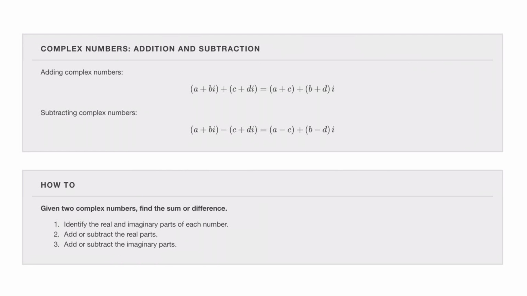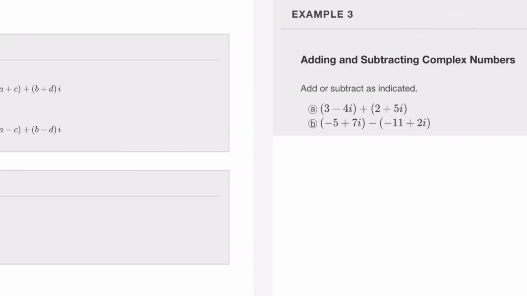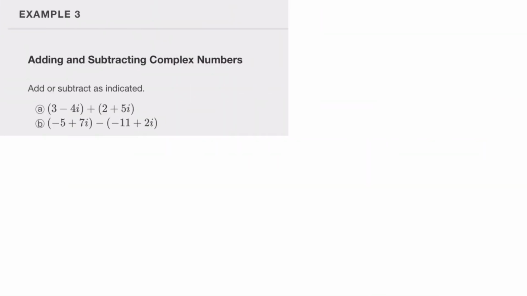Adding complex numbers, we basically add the corresponding components. So the real part adds with the real part, the imaginary part adds with the imaginary part. And with subtracting complex numbers, we just have to be sure to distribute that negative into the second complex number and then subtract the real parts plus subtract the imaginary parts. So add or subtract is indicated.